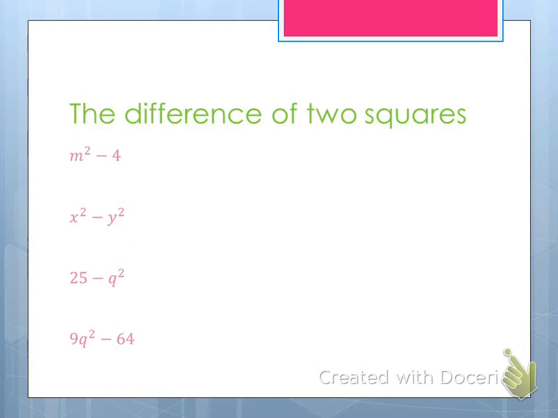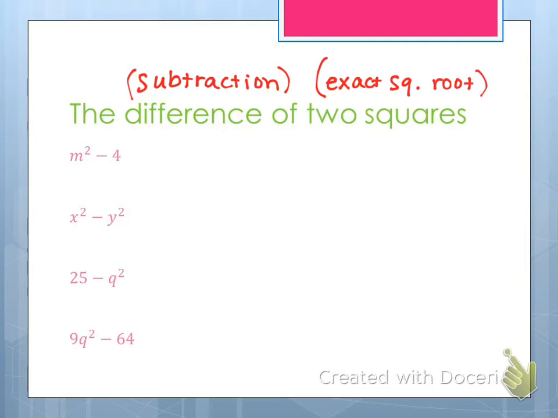And this is example 1. I want you to write this down. I want you to actually write down the title, the difference of 2 squares. When you see the word difference, what does the word difference mean? Subtraction. I want you to write that over this word. Then, when I see 2 squares, it means exact square root. So, write that. So, we have a subtraction problem, and the 2 terms have exact square roots.